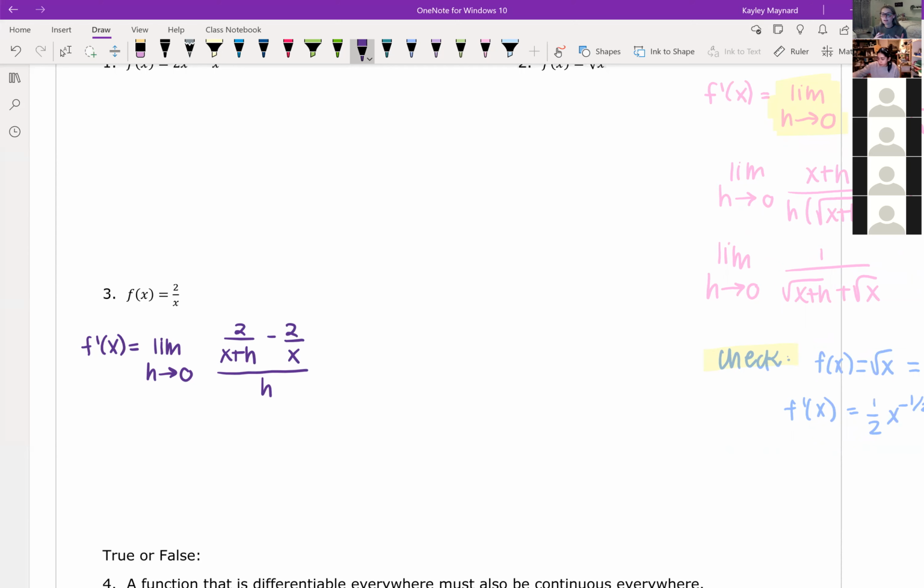And what I mean by that is make it so that you just have a single fraction, not fractions in the numerator. So it's never a bad idea to get a common denominator, multiply by something so that you have something a little easier to work with. A lot of the times that will help you take the limit.